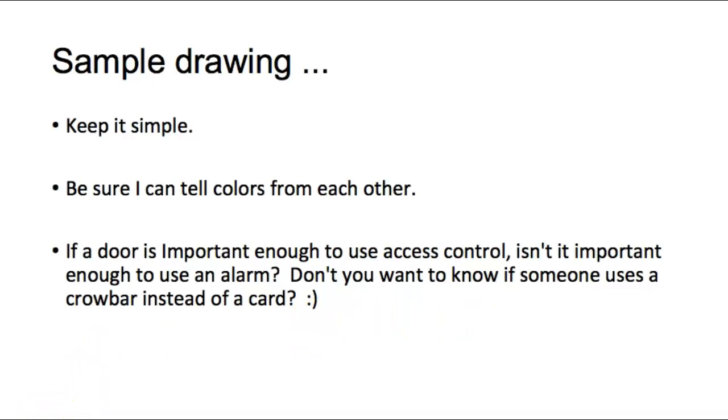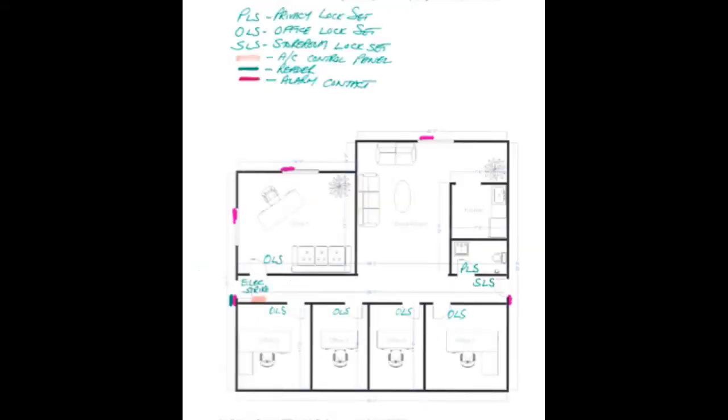So let's take a look at a sample drawing. So here's a sample building I pulled off the internet. It's a basic office configuration. And what I did was I used a key, right? PLS is a privacy lock set, OLS is an office lock set, SLS is storeroom lock set. Then I used an orange color or peach color for my access control panel. I used a blue-green color for a reader, and I used this pink color for my alarm contacts.